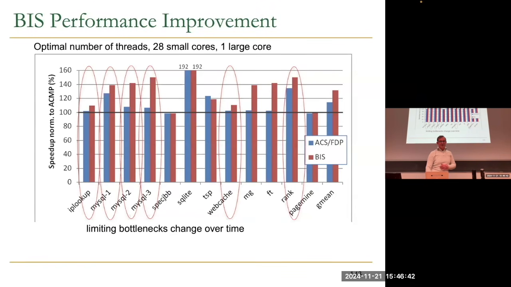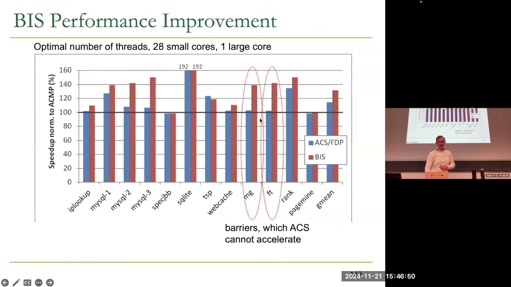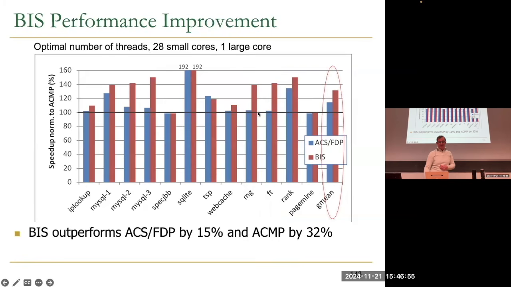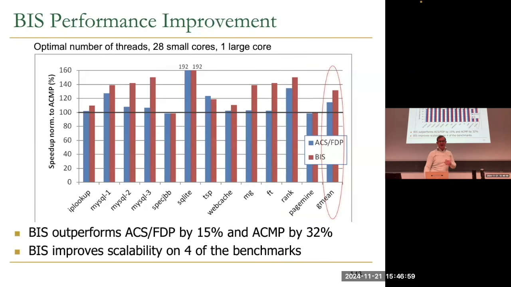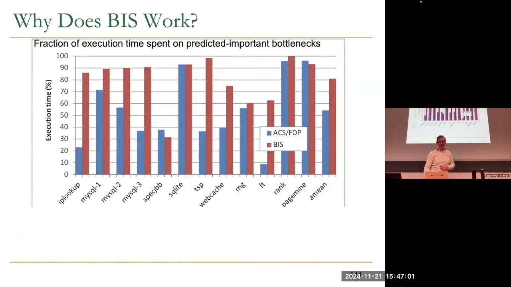So there are a bunch of workloads where limiting bottlenecks change over time that we have identified. And here, BIS actually provides a lot more improvement. And here you have barriers where ACS cannot accelerate, which is interesting. Okay, these are the results. I will not go into more detail. And it improves scalability on 4 of the benchmarks, which is not shown here.